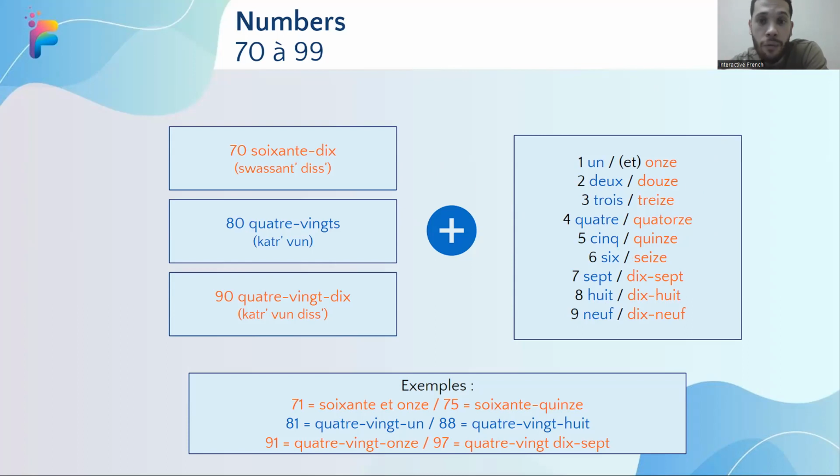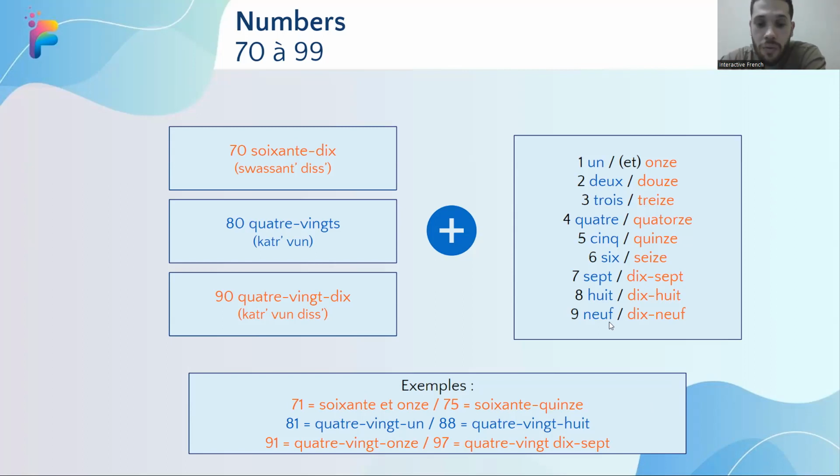It works the same for 90. So I'm moving straight to 90 because it's the same thing. 90 is quatre-vingt-dix. Then 91, 92, 93, 94, 95, 96, 97, 98, 99. Same thing.